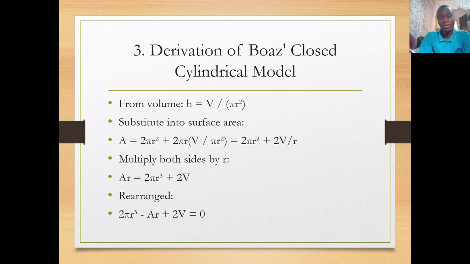Then rearranging to set the formula to 0, we have 2πr³ - Ar + 2V = 0. This is the Boas model, and we are going to see how it helps and how it is applicable in real-world problems and designs, even for economical purposes.